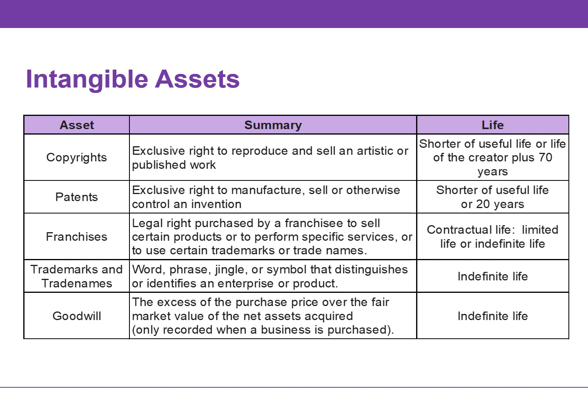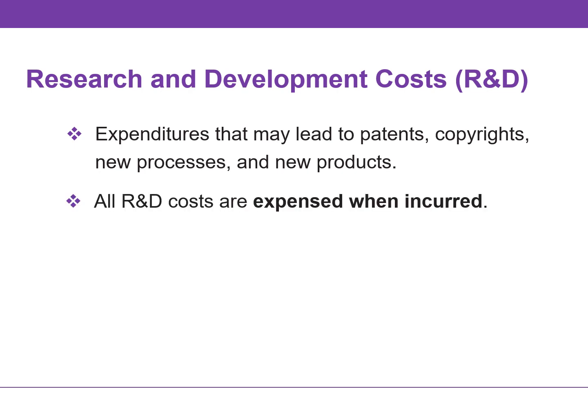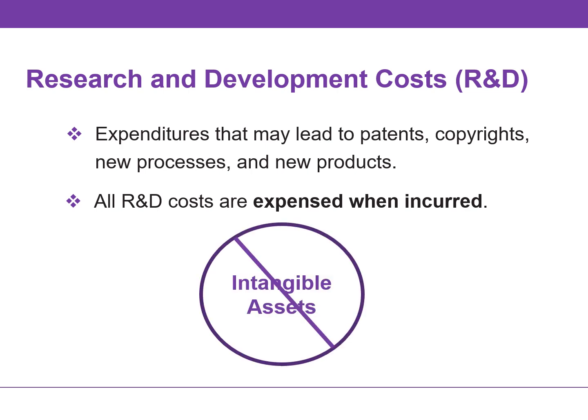This slide does a great job of summarizing intangible assets. Research and development costs are expenditures that may lead to patents, copyrights, new processes, and new products. Many companies spend considerable sums of money on R&D in an effort to develop new products or processes. Companies record R&D cost as an expense when incurred. R&D costs are not intangible assets, but because these expenditures may lead to a patent or a copyright, we discuss them in this section.